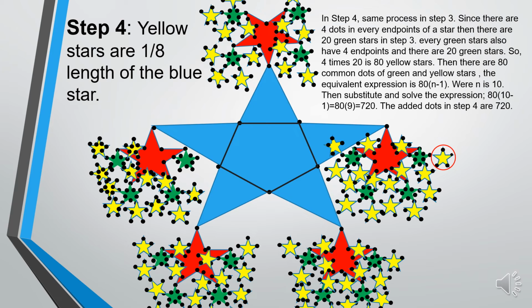Then there are 80 common dots of green and yellow stars. The equivalent expression is 80 times n minus 1, where n is 10. Then substitute and solve the expression. 80 times 10 minus 1. So 10 minus 1 is 9. So 80 times 9 is 720. The added dots in step 4 are 720.